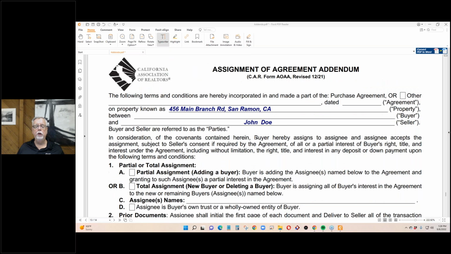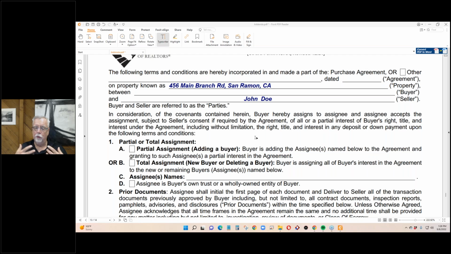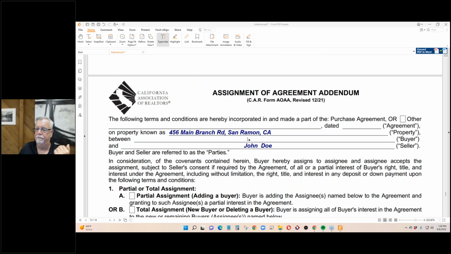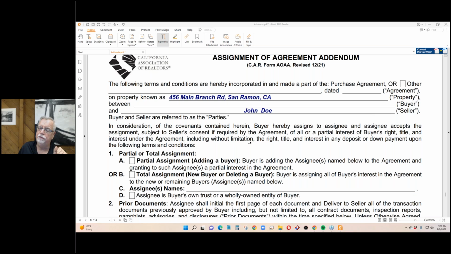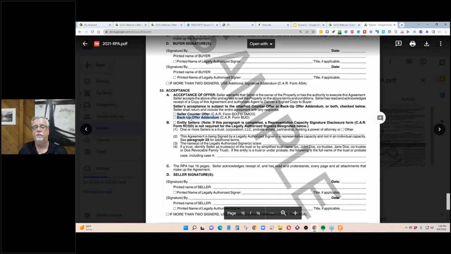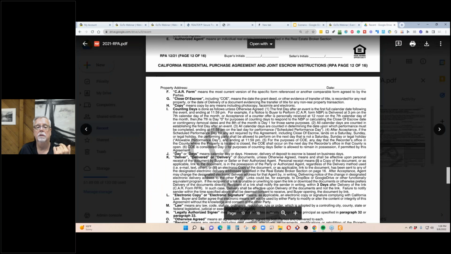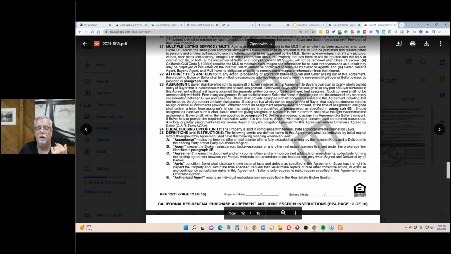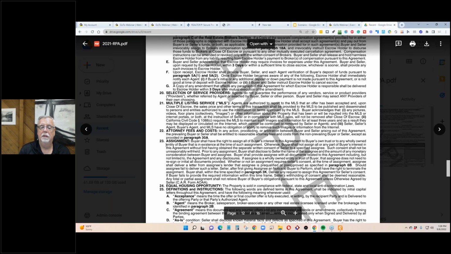So what would we use if we're actually adding or changing the parties? That's an assignment of agreement addendum. Now, what's changed from the old contract to the new wording is that the old contract said that you needed the seller's permission to assign to anyone. The new contract doesn't say that. What it says, and this is, of course, in paragraph 23, there's a big paragraph here about assignment.